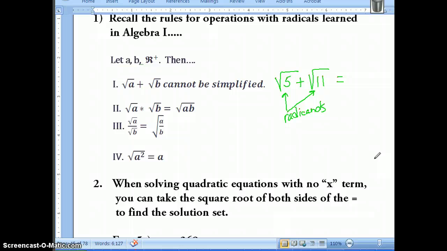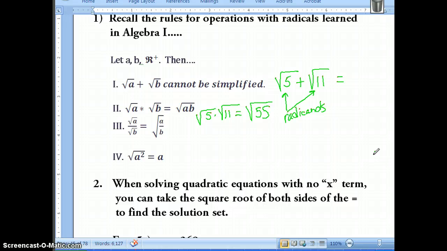Now, if you look at Roman numeral 2, the square root of a times the square root of b, that can be combined into one radical. So if we were to take the same two radicals, the square root of 5 and the square root of 11, and multiply them together, we could get the square root of 55. But the square root of 5 plus the square root of 11 cannot be simplified.